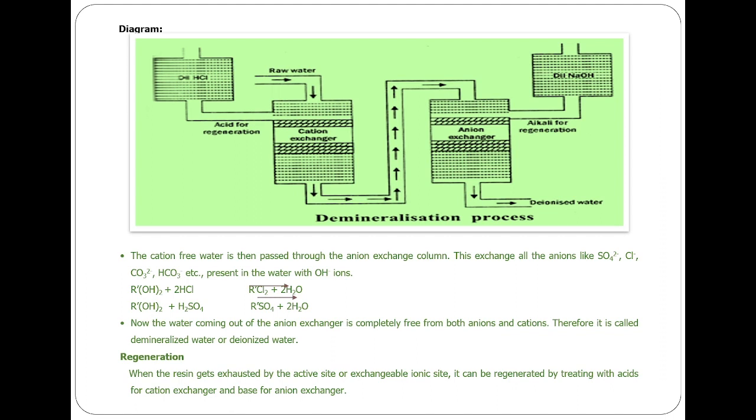Now imagine the resin is completely exhausted. At that time we have to close the raw water supply and open the dilute HCl, which is kept in the left hand side tank, and the dilute NaOH in the right hand side tank. When you pass this hydrochloric acid, the cation exchange resin will be reactivated. And if you pass dilute sodium hydroxide, the anion exchange resin will be regenerated. So the regeneration of the cation exchange resin and anion exchange resin happens by adding dilute HCl or dilute NaOH.